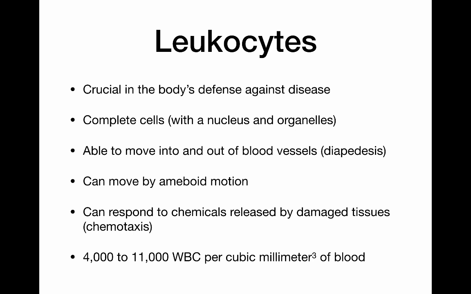So we don't have nearly as many white blood cells as we have red blood cells. Remember, we have 5 million per millimeter cubed for red blood cells. For white blood cells, we have somewhere in the neighborhood of 4,000 to 11,000, kind of depending on the status of the person's immune system.